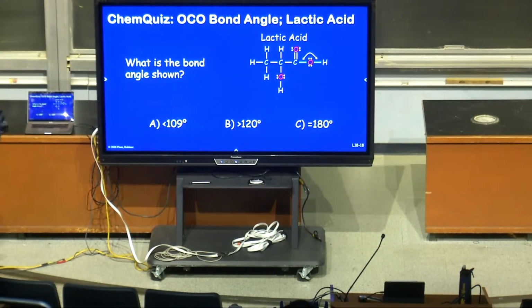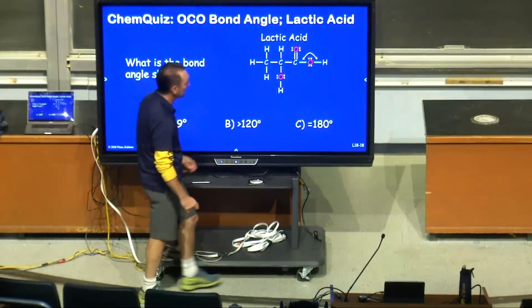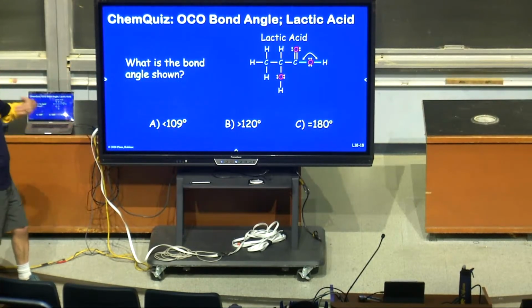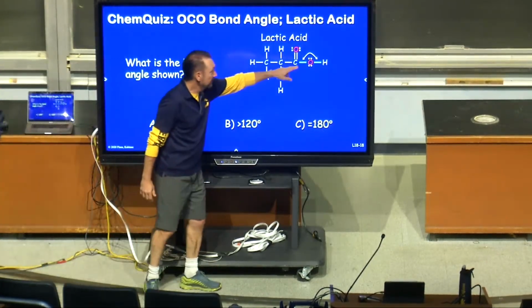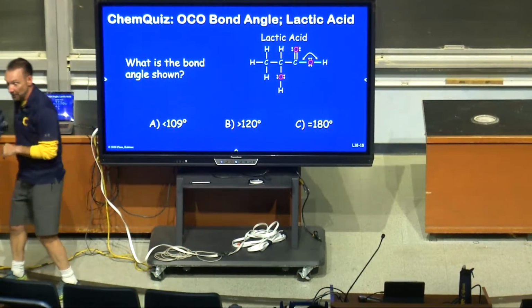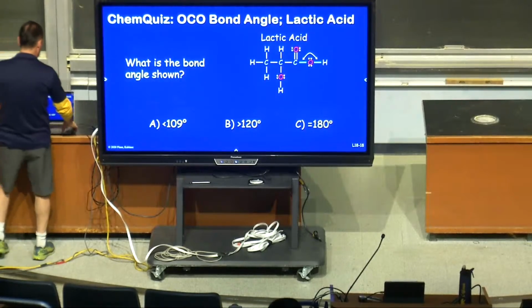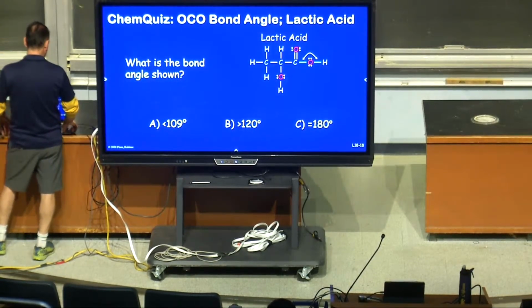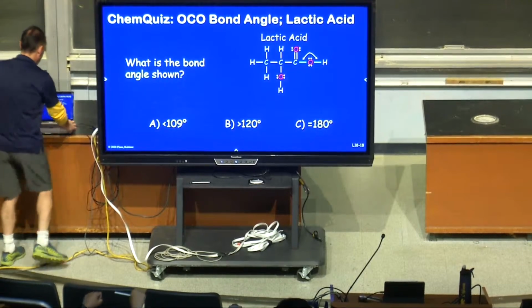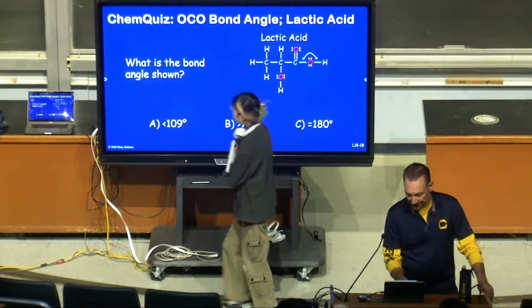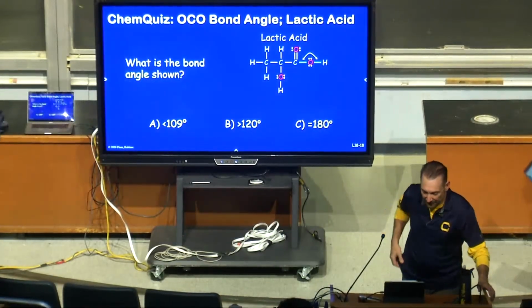So now, what is the angle of this bond, knowing how hybridization and steric numbers and all that works? Can I determine this bond angle? So I've drawn the Lewis structure there to help you. So go ahead, let's talk about that amongst ourselves and see if we can come to a conclusion on that one. I will try to put up some suggestions for each answer there so you can talk about that.